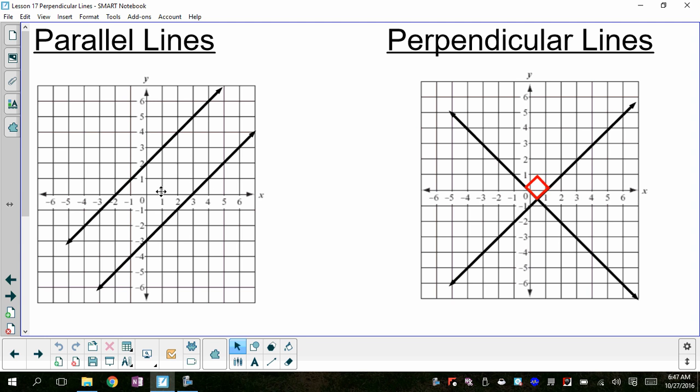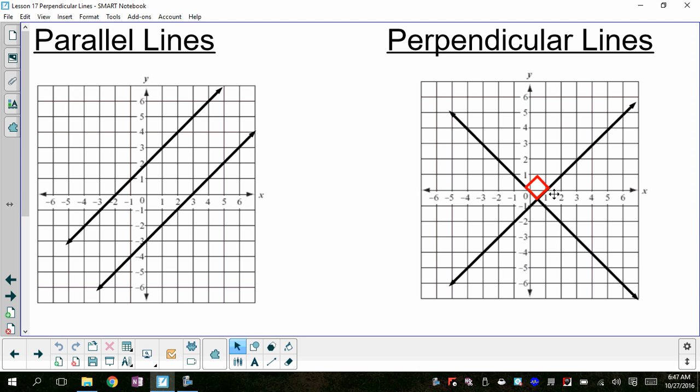So here's a quick visual of what we talked about last class, parallel lines in the coordinate plane. You can probably tell from this picture that these two lines are never going to intersect each other. They have the same slope, which is what happens when two lines are parallel in the coordinate plane.